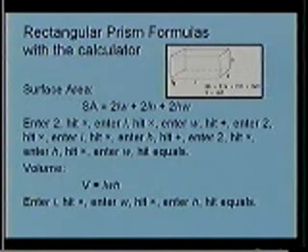Volume is very simple for a rectangular prism. Volume equals length times width times height. So enter L, hit times, enter W, hit times, enter H, and hit equals.